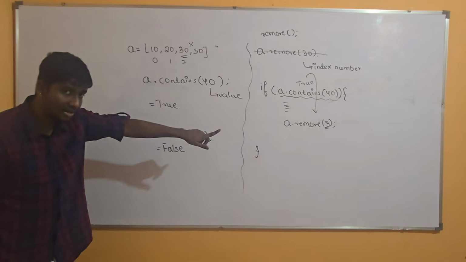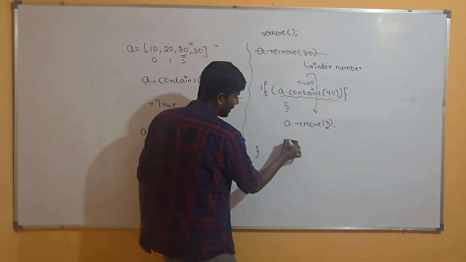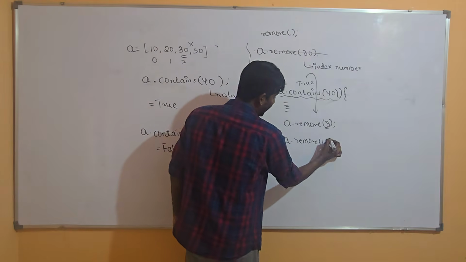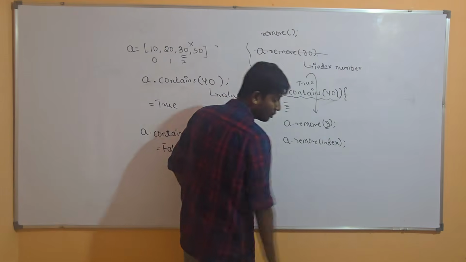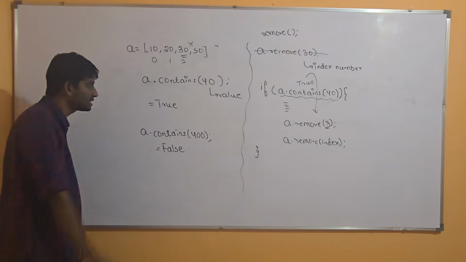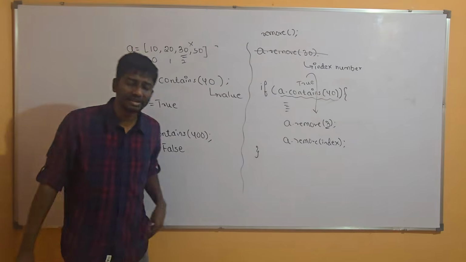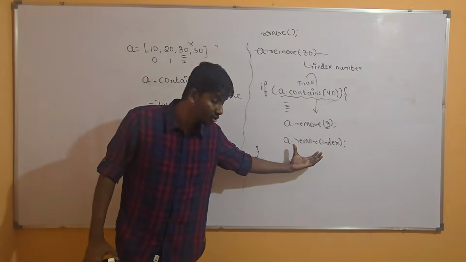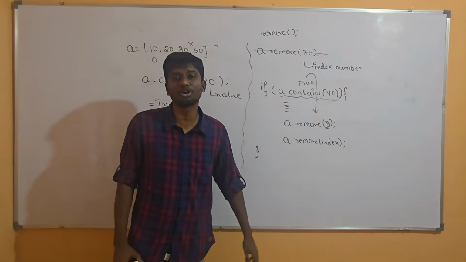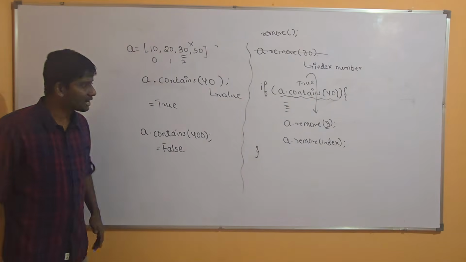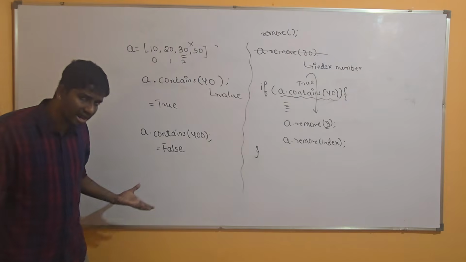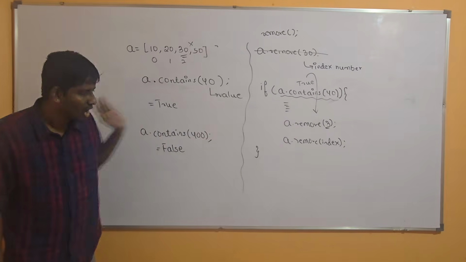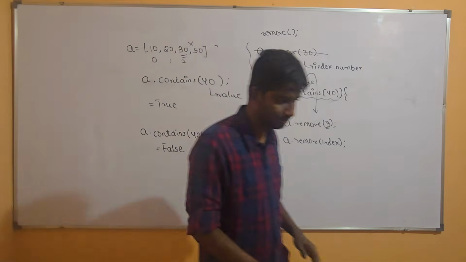But remember, the remove method, A dot remove, will accept the index value. So whichever number you want to remove, you should know its index number. And what is the contains method? The contains method will tell you if the element is present or not. Clear? The remove method is used to remove the element, but you have to give the index number for the removal. The contains method will tell if the given value is present or not. You both copy these two. Then I will tell you how to use them together.